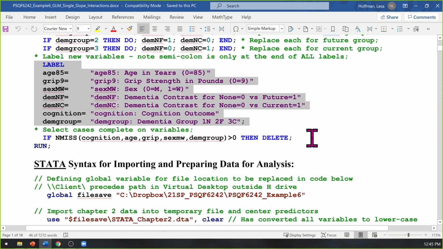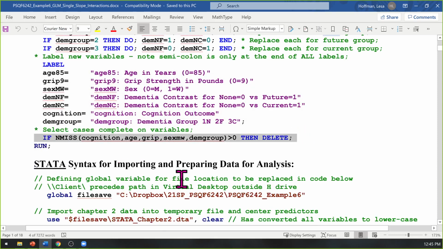And then last but not least, I am making sure that the cases have all of the variables that I'm eventually going to look at. So if the number missing across all of these columns is greater than 0, then remove them, delete them from the data set. The reason that I do that is that the model will do it for you if you don't do it ahead of time. If you want your sample to stay constant across analyses, you have to make sure that your data are complete with respect to all the variables that are in the analyses.